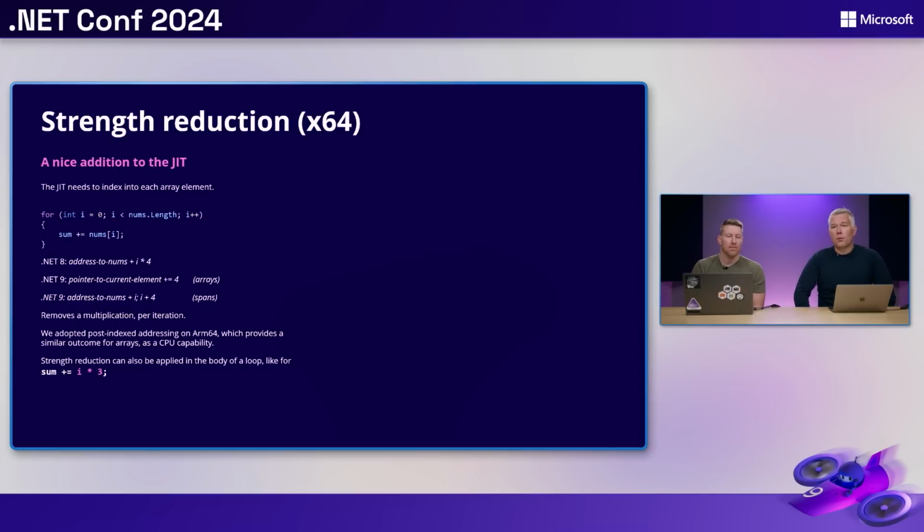In .NET 8, the way this was done under the covers, and this is all pseudocode but more or less what happened, was address of nums plus i times 4. So that's clearly a multiplication and an addition. The times 4 is there because each int32 is 4 bytes wide, so we need to jump over 4 bytes to get to the start of the next integer.